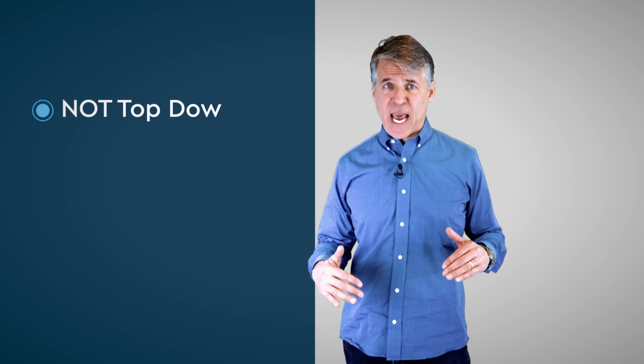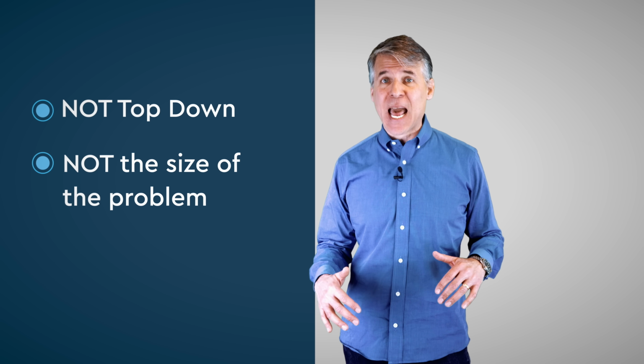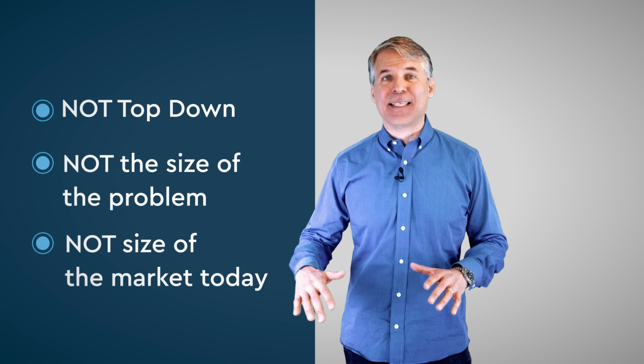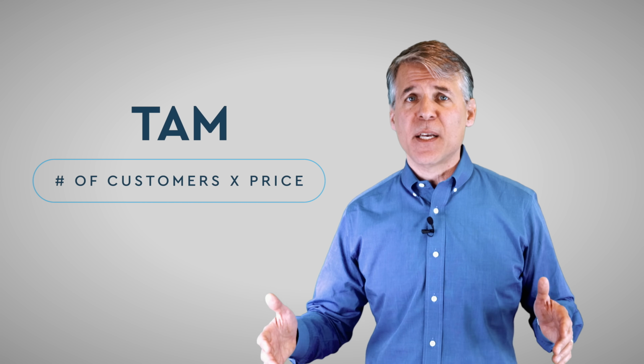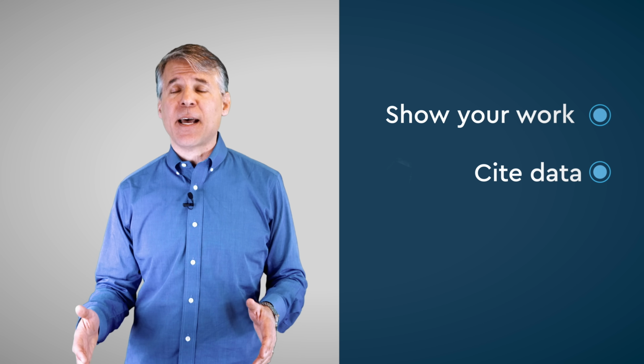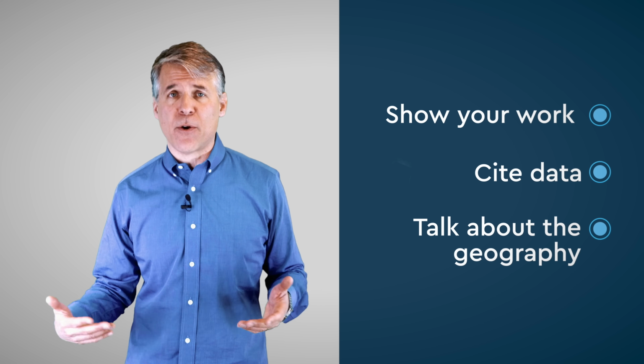You want to build a company to compete against Airbnb and VRBO. Same model works. What's that target number of users? What's the pricing going to be? Okay, so that's it. What's a great TAM? It's not top down. It's not the size of the problem, and it's not the size of the market today. It's not what everybody else is doing, what all of your competitors are going to be doing. It's going to be your TAM. What's your TAM? It's the number of your target customers times your price. Remember to show your work, cite the data, and also talk about the geography that you're estimating with it.